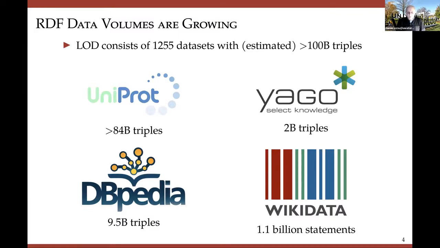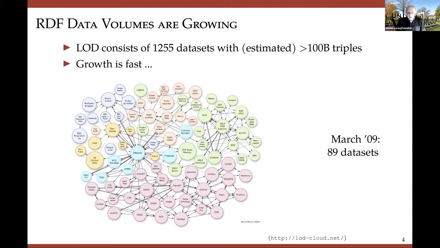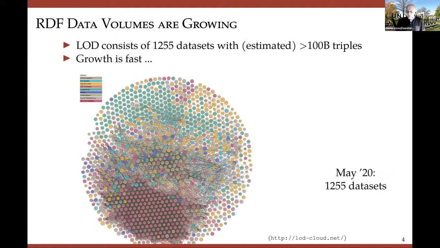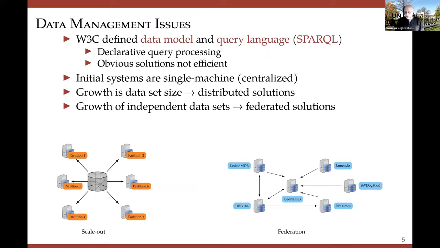My guess is that that's conservative, because UniProt on its own, which is the biological knowledge graph, or RDF store in itself, reports over 84 billion triples. But the RDF data sets are growing, and the growth in this case is fairly fast. LOD's growth from about 10 years ago to today has been substantial, and all of these lead to the issues of managing this RDF data.